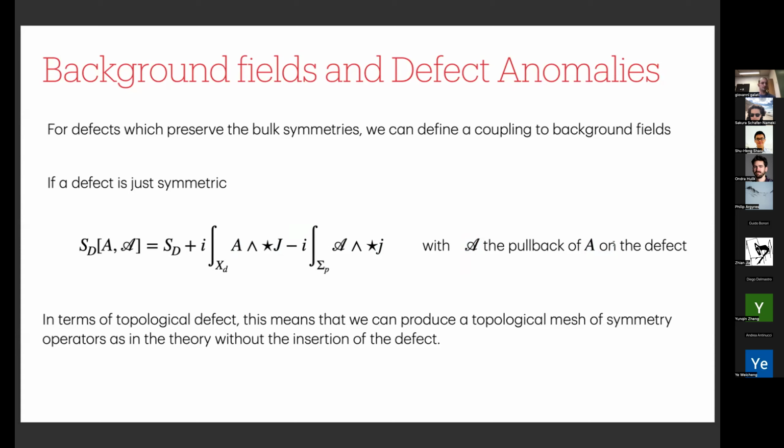And what does it mean in terms of a topological operator? So we know that at least when we turn on a flat background, this is equivalent to inserting a mesh of topological operators on the spacetime. And since the defect can be crossed topologically by these symmetry operators, this implies that we can produce the same mesh as in the theory without the defect, because the defect is more or less transparent with respect to the symmetry. The symmetry does not feel the defect, and therefore we can put the same mesh as before. And this is the statement that we have the same amount of backgrounds with respect to the ones that we can cook up in the theory without the defect.